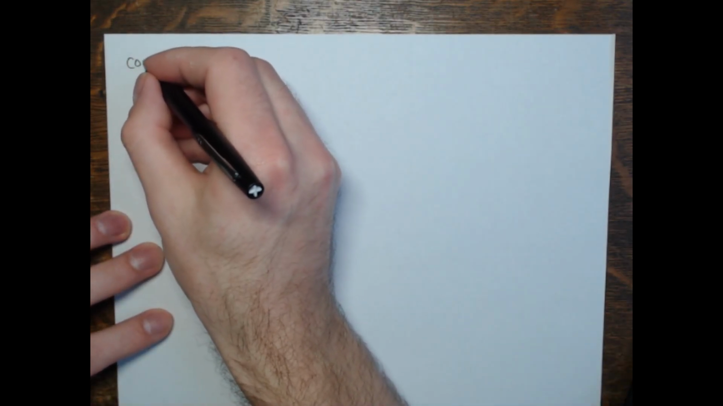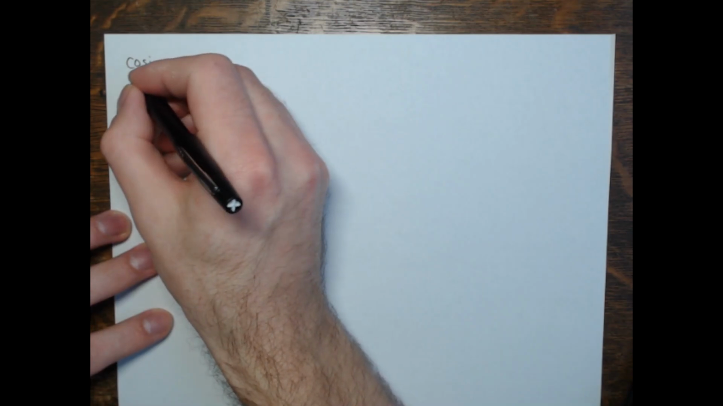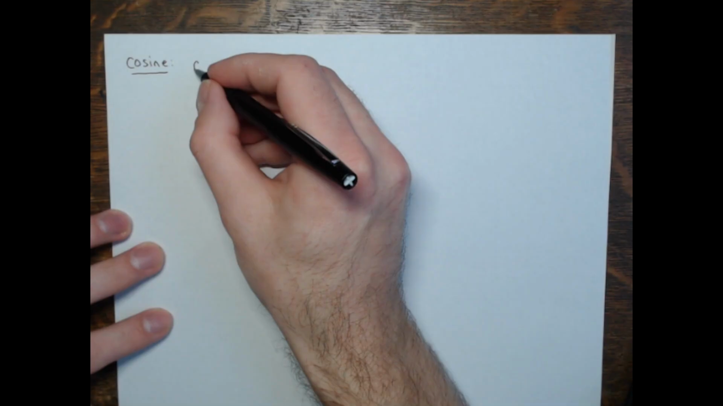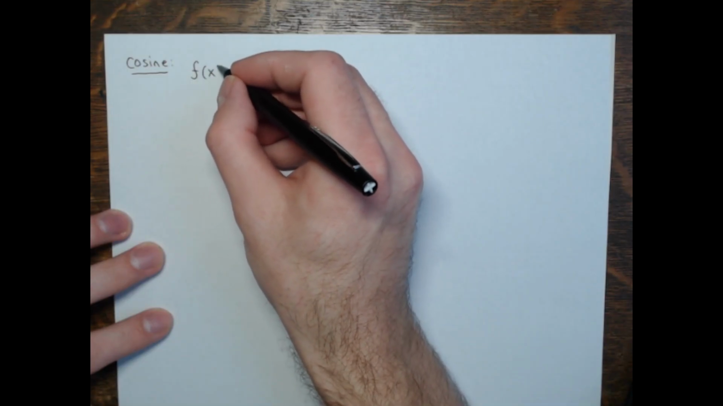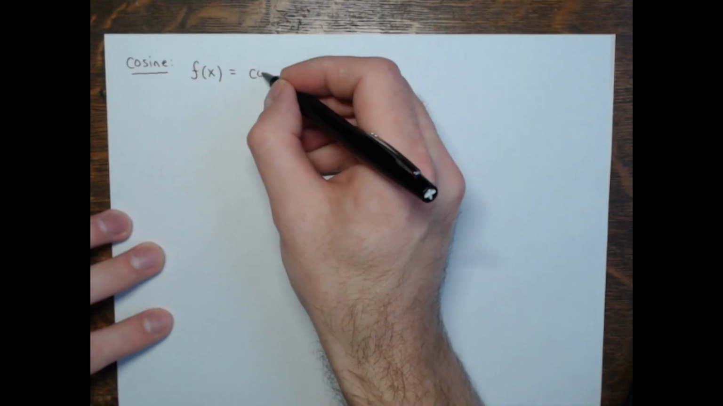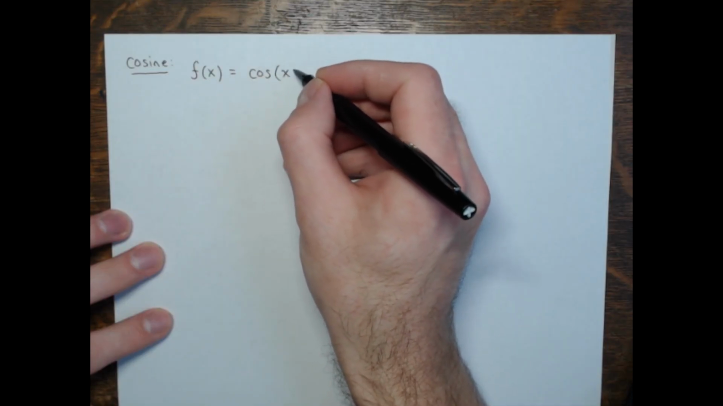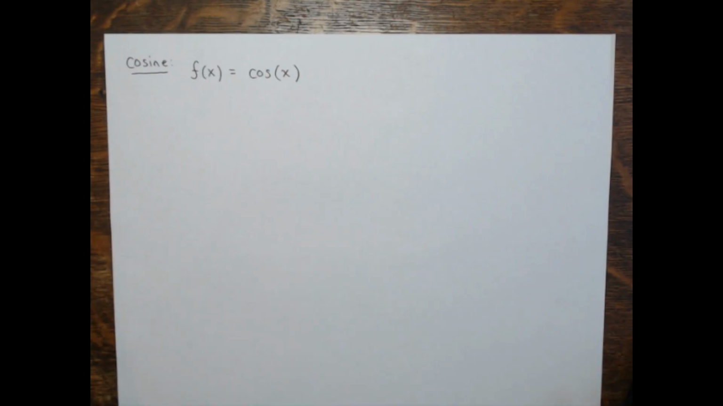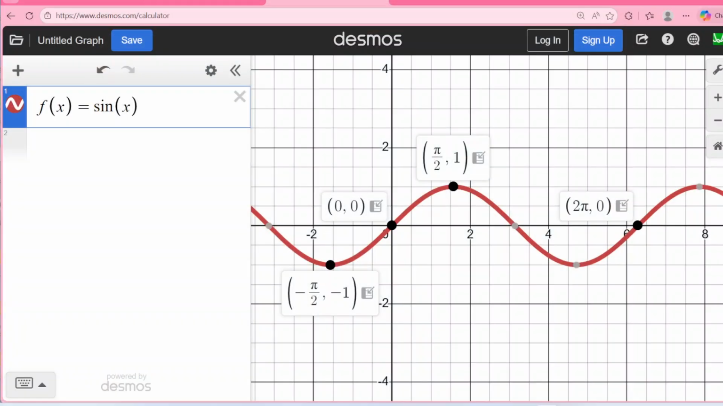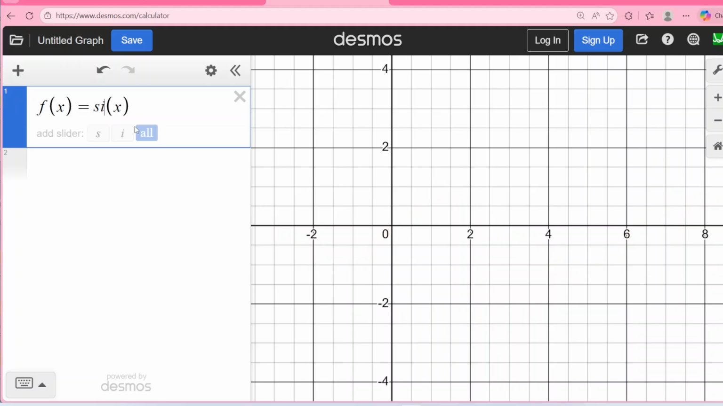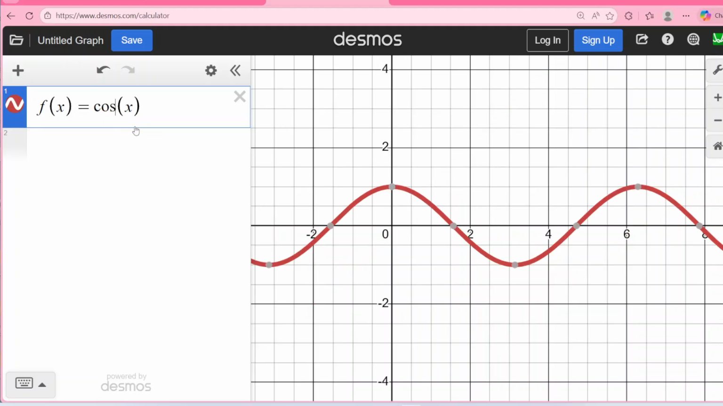So now I'm working with the cosine function. So again, let's say we start off with y equals the cosine of x. Once again, just to refresh your memory as to what this looks like. This is another wave, right? So here I am back at Desmos, just changing sine to cosine here, and still another wave, right?